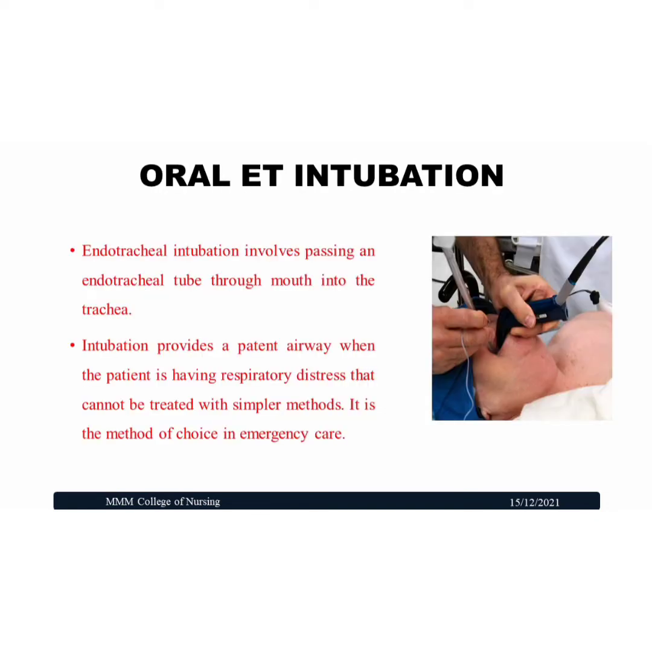What is oral endotracheal intubation? It involves passing an endotracheal tube through the mouth into the trachea. Intubation secures a patient's airway when the patient has respiratory distress that cannot be treated with simpler methods, and it is also the method of choice in emergency care.